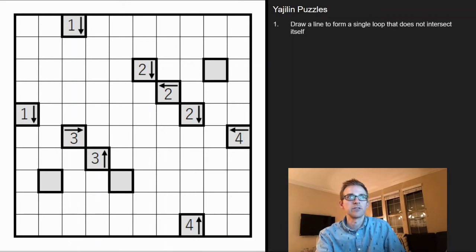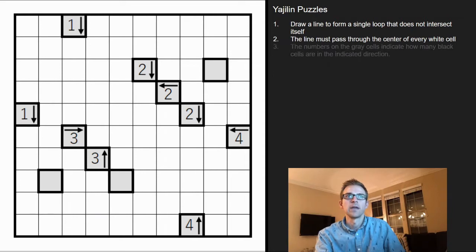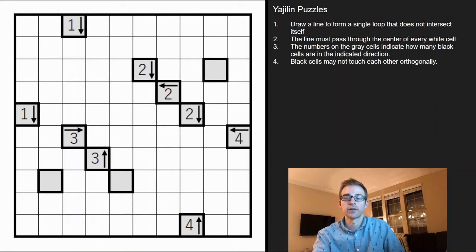The rules state that you must draw a single loop through the grid that does not intersect itself. The line must pass through every white cell, and the numbers on the gray cells indicate how many black cells are in that indicated direction. Now, one thing to keep in mind is that black cells cannot touch one another orthogonally. And lastly, there can exist black cells in areas that don't have clues.